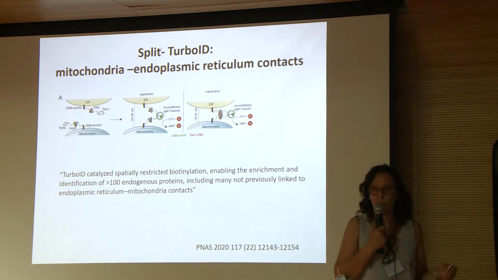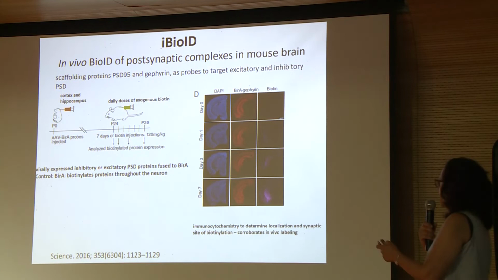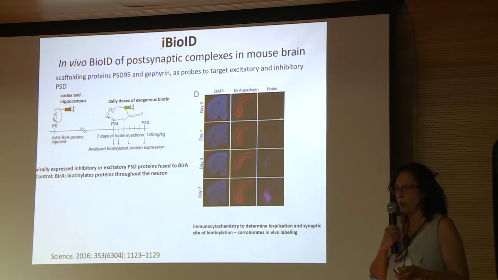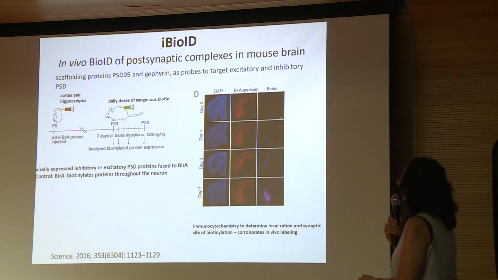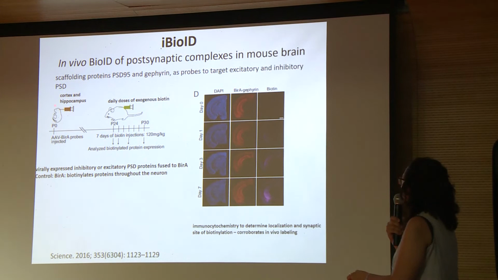So I will skip this and just show you these two slides, because I think this is really interesting. This is a real in vivo BioID. In this case, the BioID experiment was performed on mouse, using a virally expressed target protein fused to BirA, the biotin ligase. They inject this in the cortex and hippocampus of the neonatal mouse, and then after 24 days, they start injecting biotin to induce the labeling.